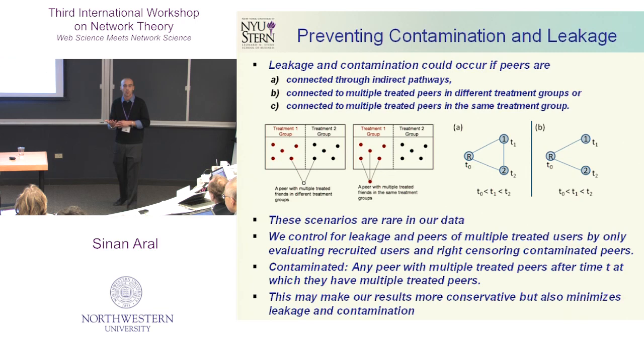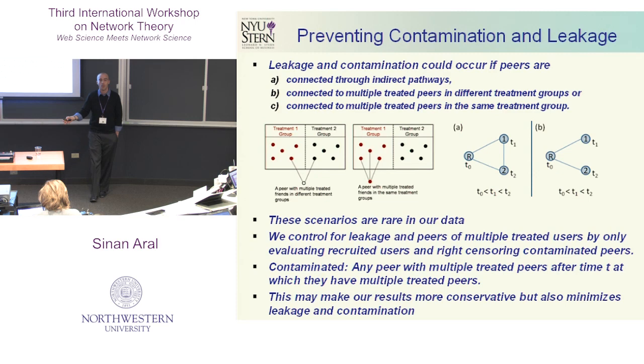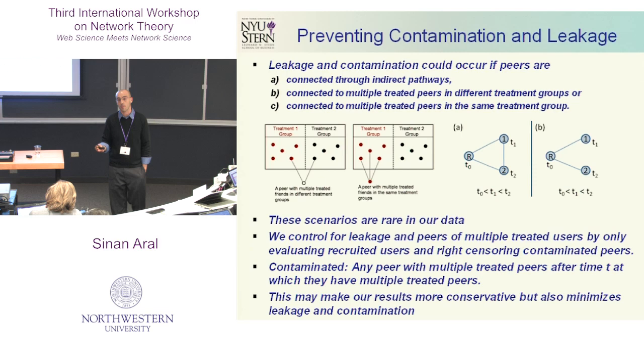So for instance, here's an initial user, who has two friends. This person adopts at T0, this person adopts at T1, this person adopts at T2. As soon as this person adopts, this person becomes contaminated because now they have multiple treated peers. Here's the same situation in which these two are unconnected. When this person adopts, this person is not contaminated at T1 as they would be in this case, okay? So this may make our results a little bit more conservative in the sense that we're right censoring people that might be influenced, but it makes sure that these parameter estimates are free from contamination and leakage, okay?